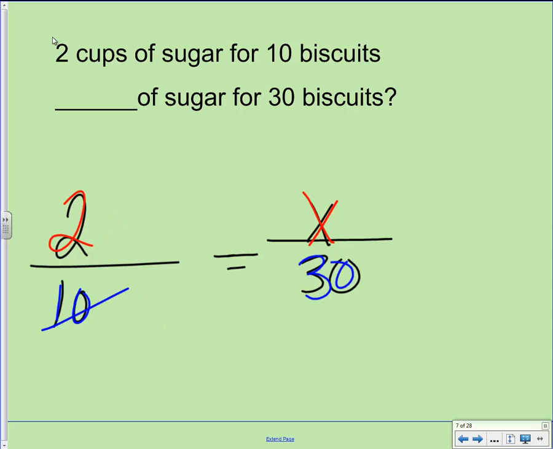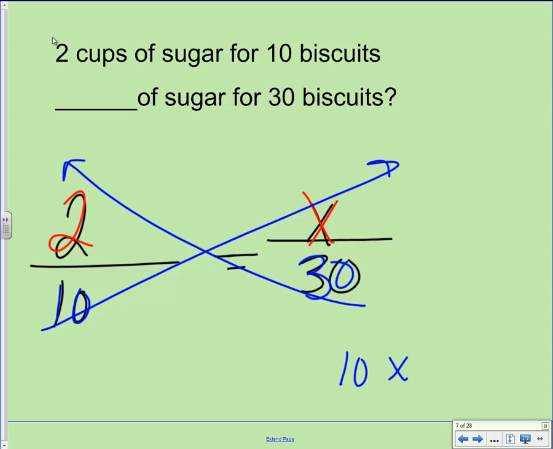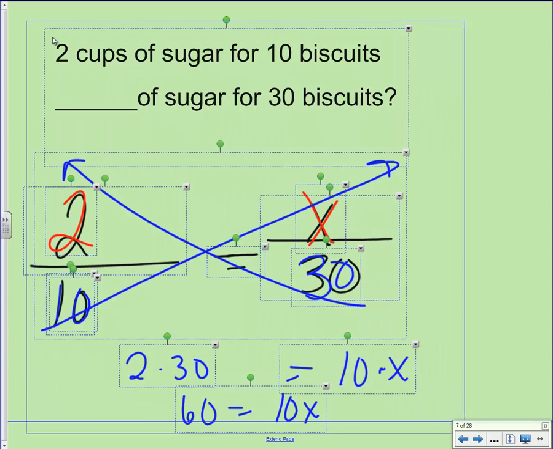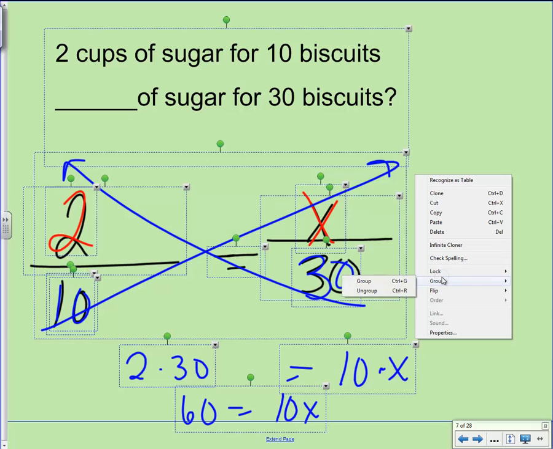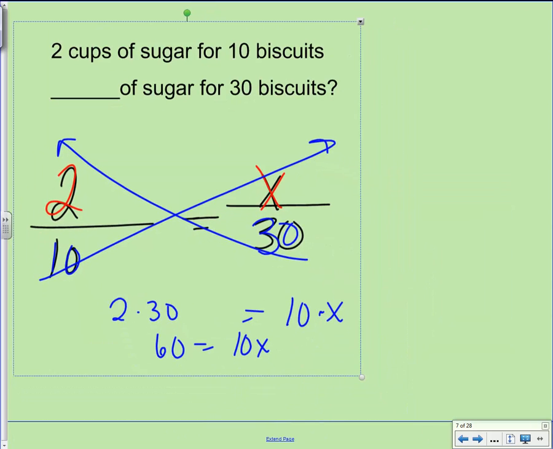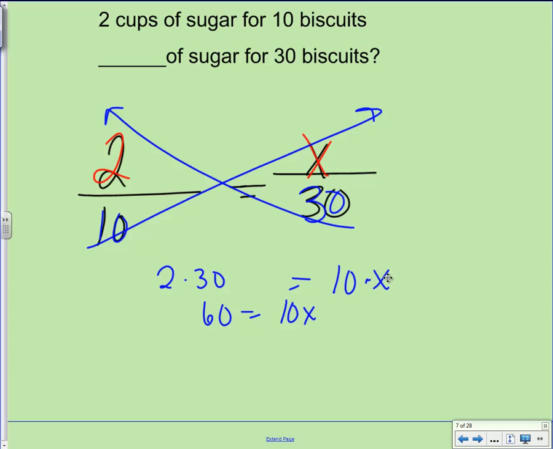So we're going to solve this. On the right side I have 10 times x, and on the left side I have 2 times 30. So I end up with 60 is equal to 10x. All right, I need x to be all by itself, okay? And so for me to do that, I need to divide or do the opposite of what I have. And I'm going to divide by 10 because that's what I want to go away from x.